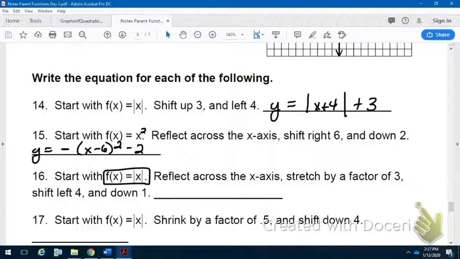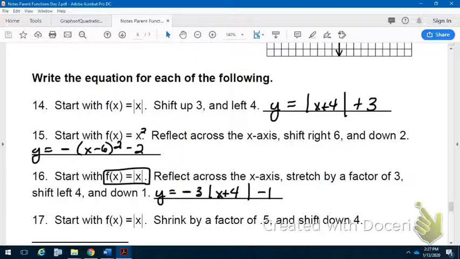This is absolute value again. So y equals, reflect across x, stretch by 3, left 4 means you have x plus 4 in the absolute value marks, and down 1.